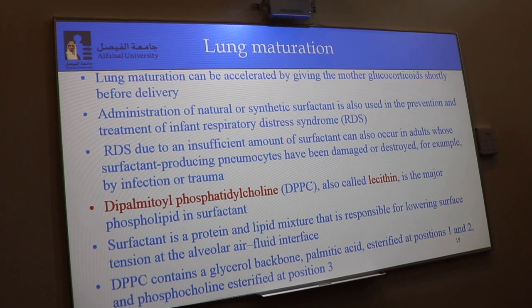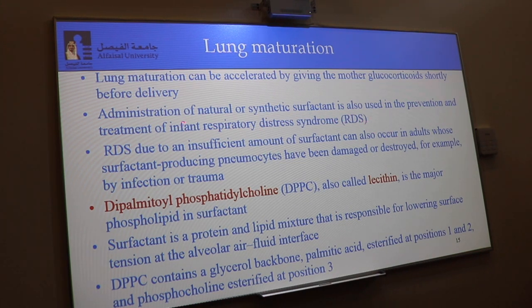Okay, what will happen if you have a problem with the ratio? How can you sort out this problem? The studies showed that they give the mother glucocorticoid shortly before delivery, and this will stimulate the production of these phospholipids and may stop the problem in the lung. They may help in the maturity of the lung, and they may also give synthetic surfactant to prevent a disease known in the infant as respiratory distress syndrome, RDS.